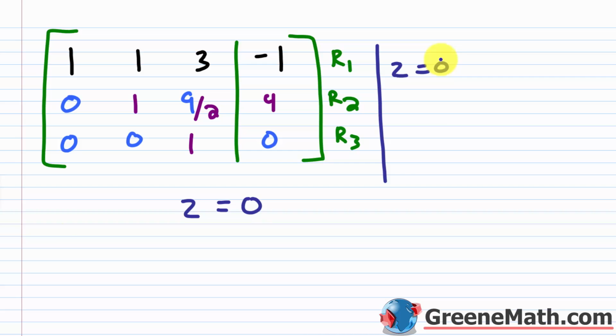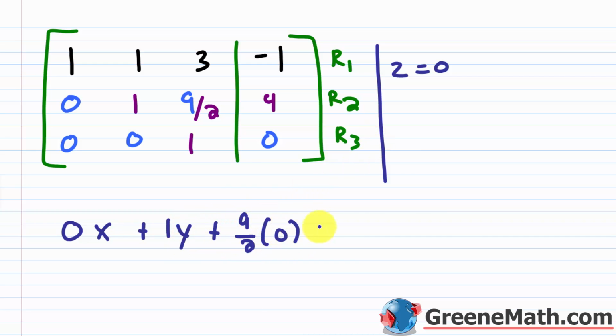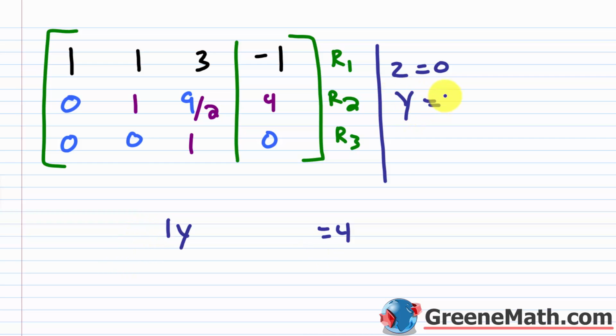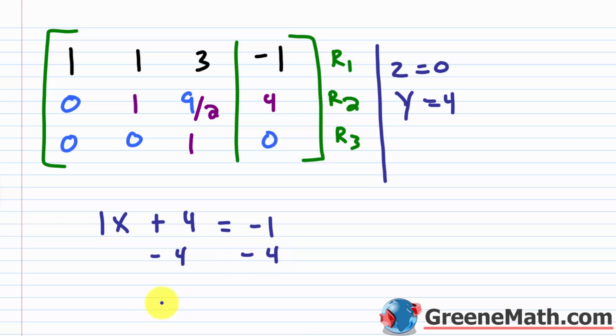If I know z equals 0, I can take these coefficients here. This is 0x plus 1y plus 9/2 times z, where z is 0, and this equals 4. Well, this term is gone, because 0 times anything is 0. So y is just equal to 4. That's pretty easy. And in terms of x, I know that 1x plus 1y, where y is 4, plus 3z, where z is 0, so I can just leave that off, equals -1. I can subtract 4 from each side of the equation and find that x is equal to -5. So x is -5, y is 4, and z is 0.